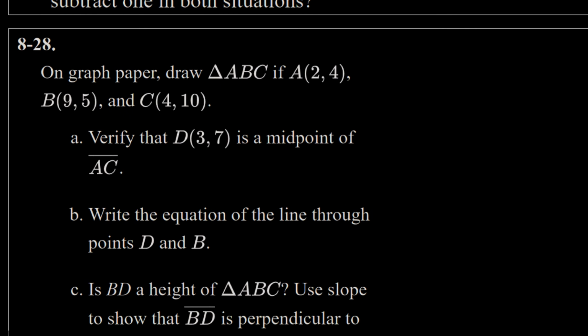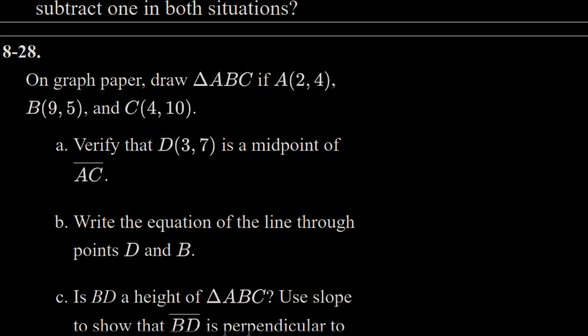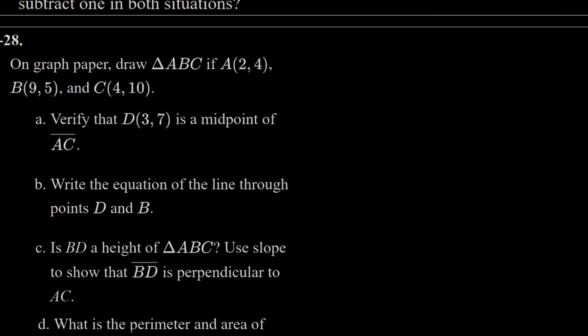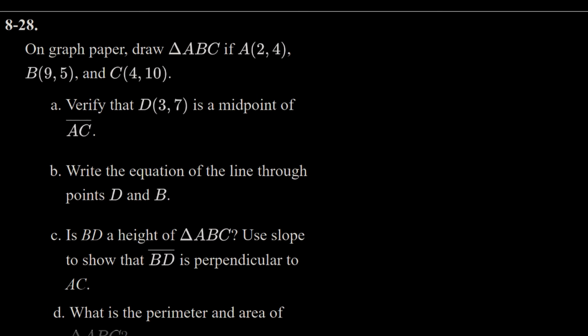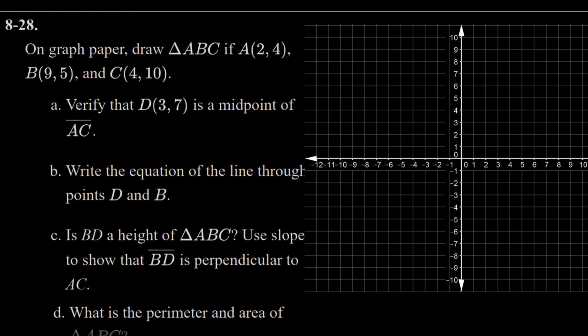So it says that I need some graph paper, and I'm being asked to graph point A at 2, 4, B at 9, 5, and C at 4, 10. So I think if I zoom out enough here, there's room for me to paste some graph paper here. That'll work. And I'm going to go ahead and plot those points, right? So here's point A at 2, 4. There's B and C, and let me draw this triangle.